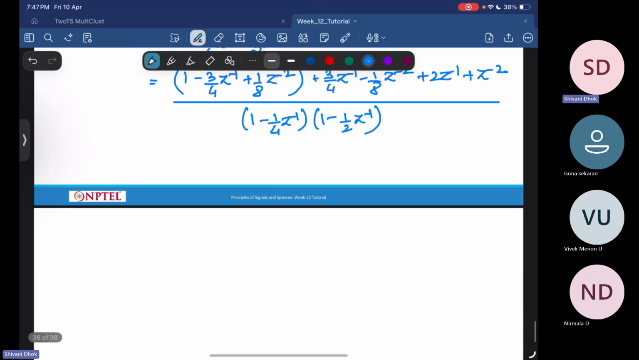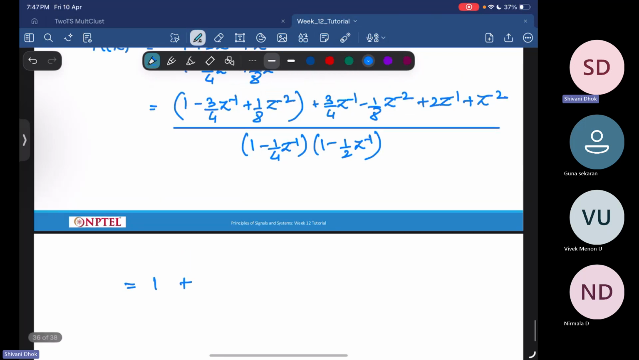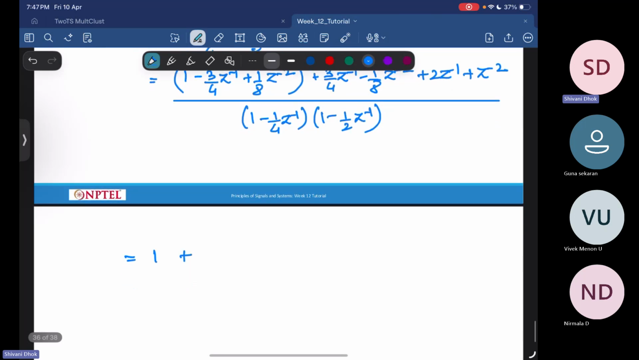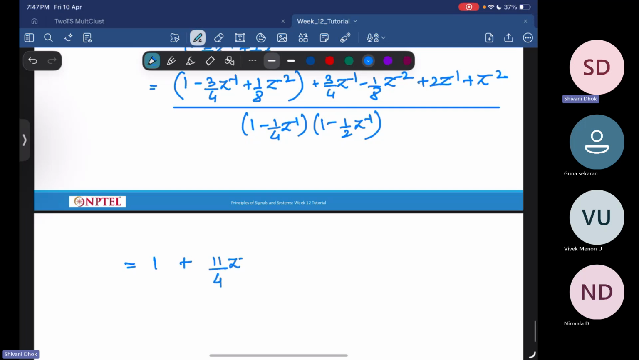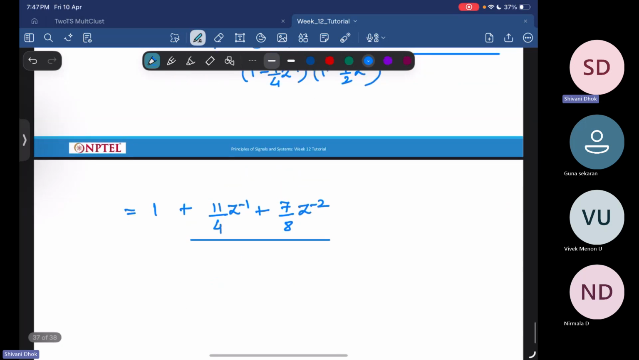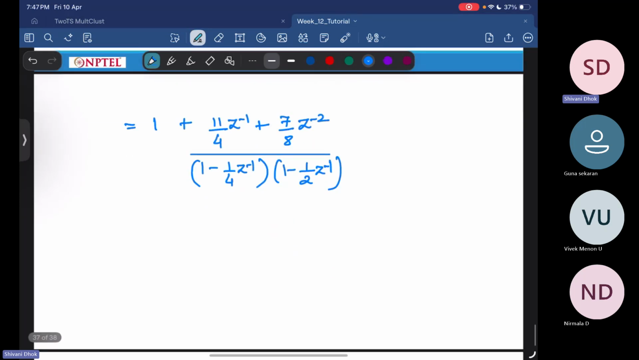Okay, so the first term here will give me a 1 plus, for z inverse you have 3 by 4 plus 2, so that will give me 8 by 4. Sorry, 8 plus 3, that is 11 by 4. So you'll have 11 by 4 z inverse plus you have 1 minus 1 by 8, that is 7 by 8 z to the power minus 2, whole divided by 1 minus 1 by 4 z inverse into 1 minus 1 by 2 z inverse.